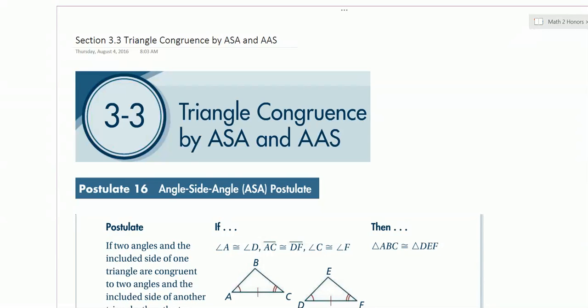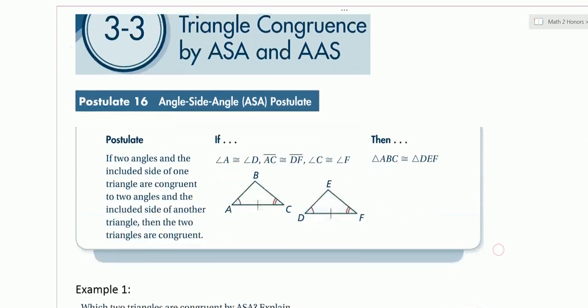Alright, these are the notes on triangle congruence by angle, side, angle and angle, angle, side, coming from section 3.3 in the Math 2 book. We're going to start off with the postulate, which states if two angles and the included side of one triangle are congruent to two angles and the included side of another triangle, then the two triangles are congruent.